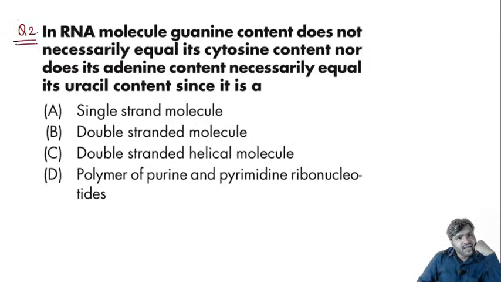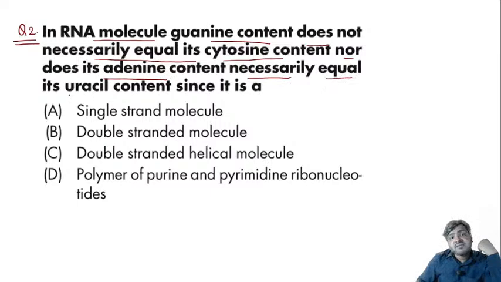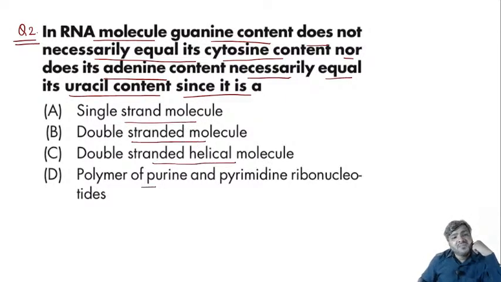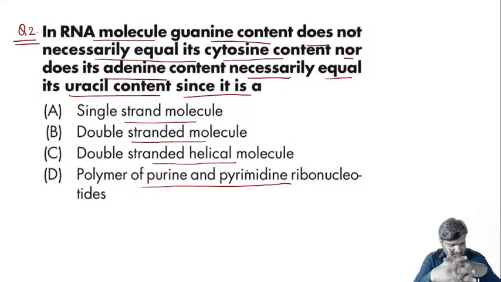Coming on to question number 2, guys. It says that in an RNA molecule, guanine content does not necessarily equal its cytosine content, nor does its adenine content necessarily equal its uracil content. Why? Is it since it is a single-strand molecule, a double-stranded helical molecule, or a polymer of purine and pyrimidine ribonucleotides? Waiting for the answers, guys. Read the question and just let me know the answer.